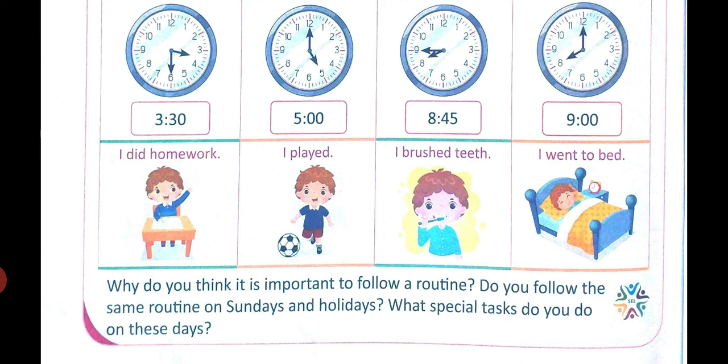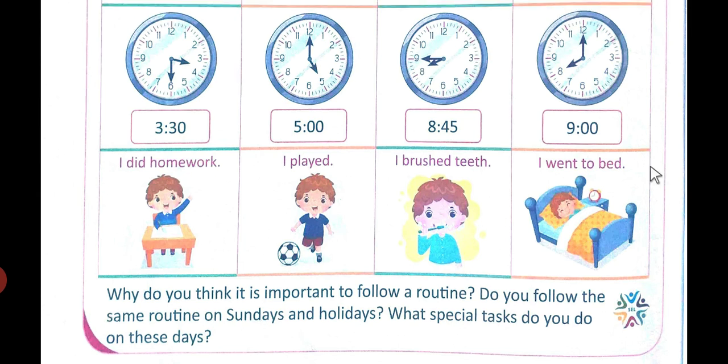And what is a special task you do on these days? It is very, very important for you to follow a routine that you have made for your day. Study time is different, sleeping time is different, bathing and eating and every time is different. Follow the routine that you have made for the day and your day will be very refreshing for you.